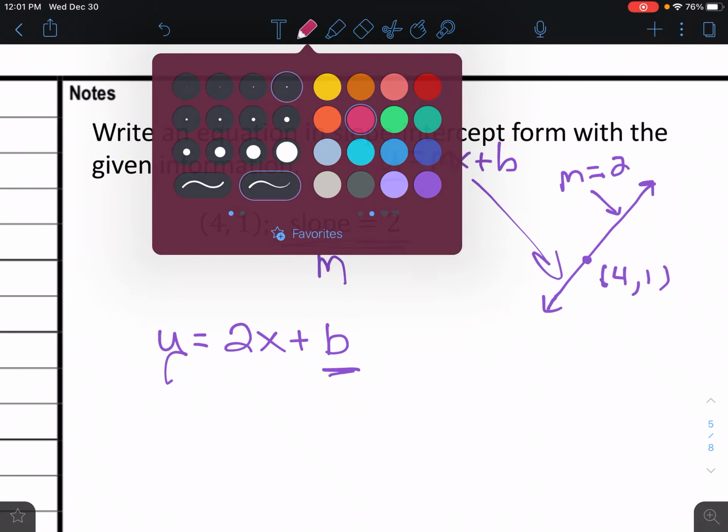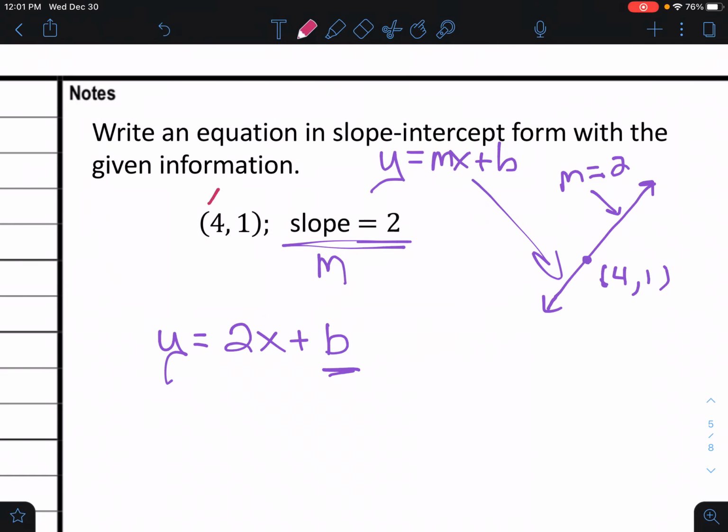A reminder that when we're given an ordered pair, the first coordinate is your x, the second one is your y. So what that means is I can use that to figure out what b is. Okay, and so what I'm going to do is I'm going to substitute this right here, and I'm going to put this right here, and then I'm going to solve for b. So let's do that. This would be 1 equals 2. Now x is right next to the 2. Remember, that means multiplication, so I'm going to put that in parentheses. So this is 2 times 4 plus b.